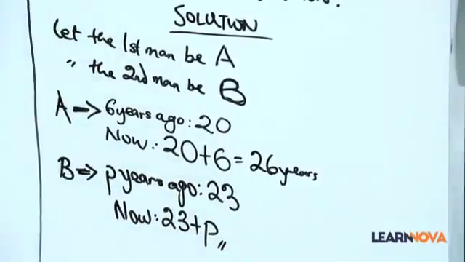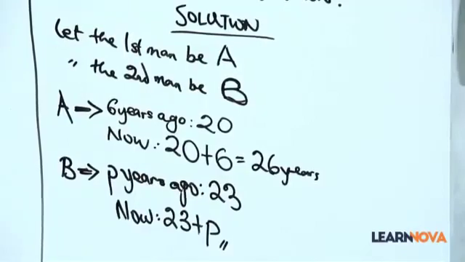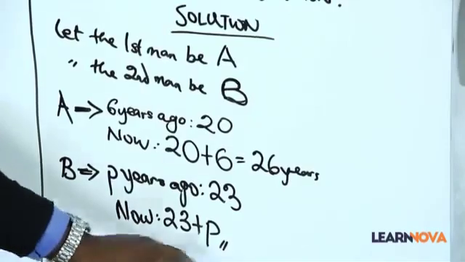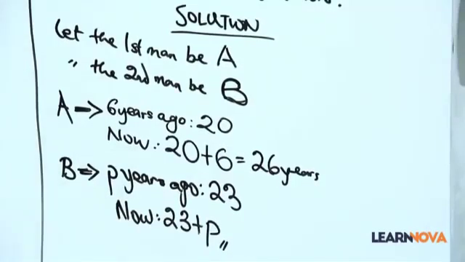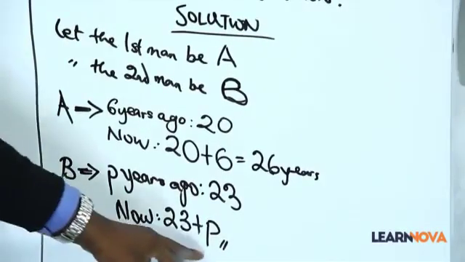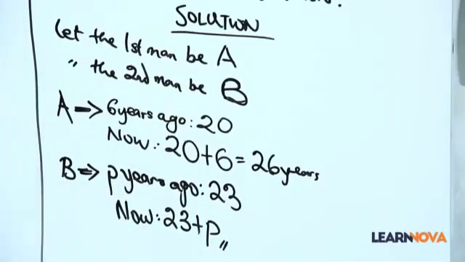Now, note that 23 plus P is not 23P. That will be 23 times P. What we're talking of here is 23 plus P. Please do not make that mistake. 23 plus P is not 23P, but 23 times P is 23P.